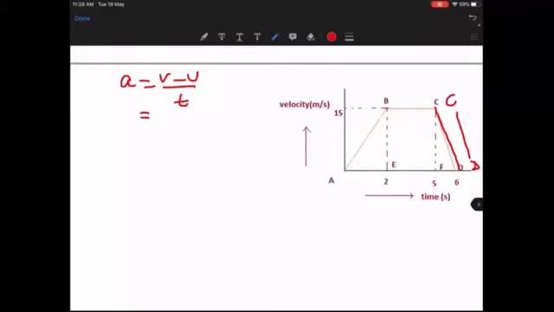The final velocity is going to be 0 because the car is going to come to a halt. But what is going to be the initial velocity? Initial velocity is the velocity at C here. Look at the velocity at C, 15. So final velocity is going to be 0. Initial velocity is going to be 15. What is the time? Time is 1 second because he said in 1 second it wants to come to a halt.